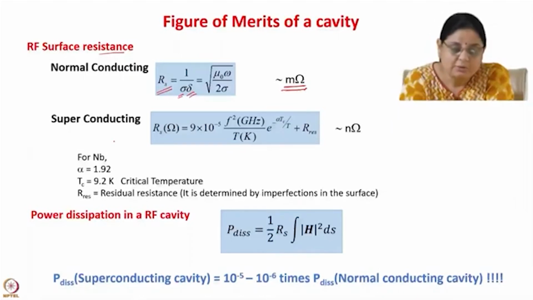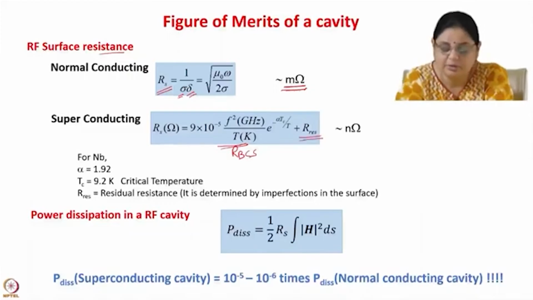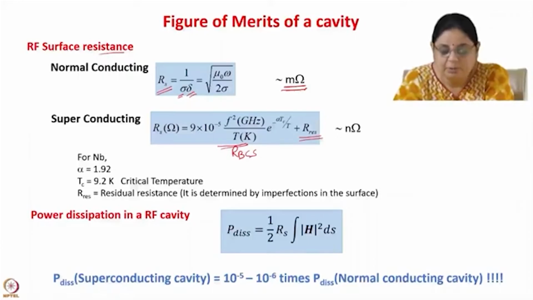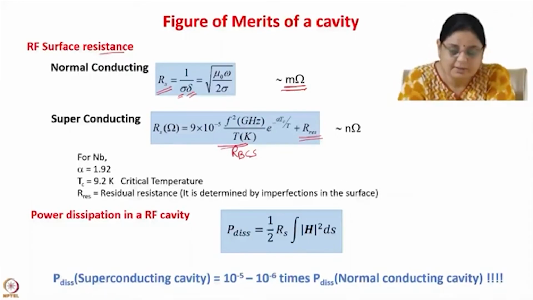Now for superconducting materials, the RF surface resistance consists of two parts. One is what is known as the R BCS, and the other is the residual resistance. The residual resistance is determined by the impurities and imperfections in the surface, whereas the BCS resistance depends upon the critical temperature and the frequency of operation.